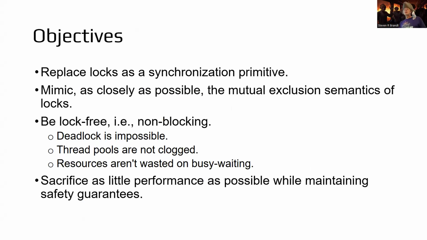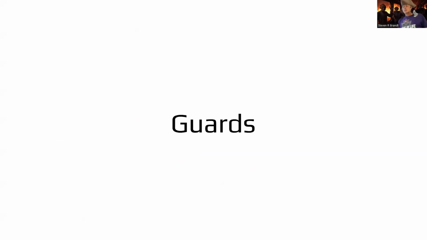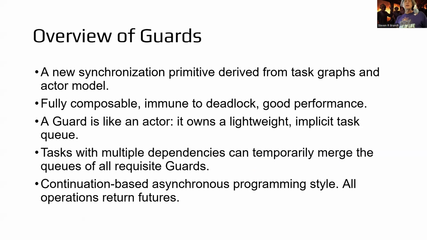So the objectives in this work: we're going to replace locks as a synchronization primitive. We're going to mimic as closely as possible the semantics of locks, which includes condition variables, but we want to be lock-free and non-blocking. We want deadlock to be impossible. We want thread pools to not be clogged, and we want resources not to be wasted on busy waiting. And we want to sacrifice as little performance as possible while maintaining our safety guarantees. And that brings us to guards, which is the topic of today's lecture.